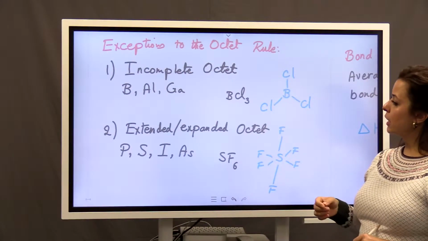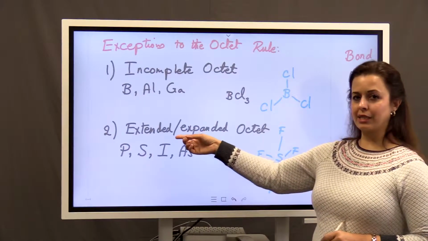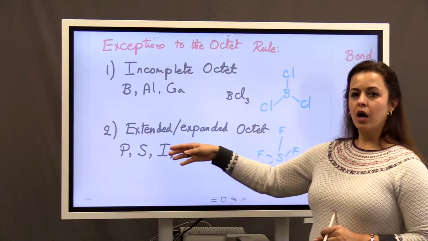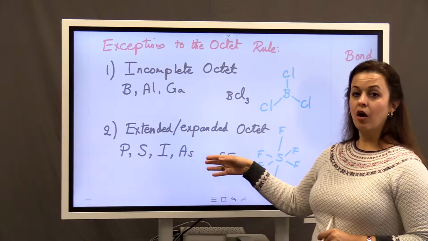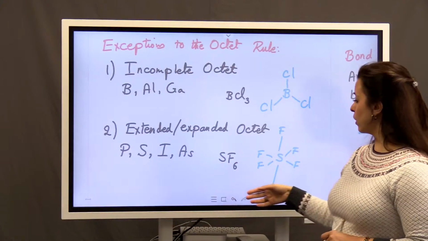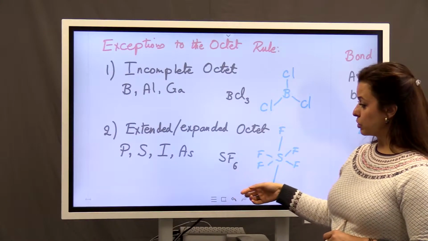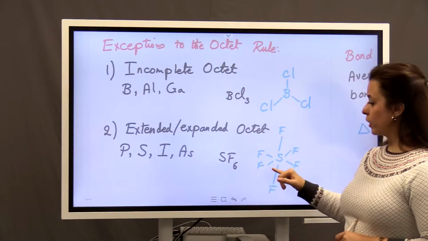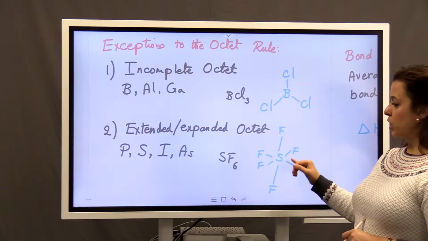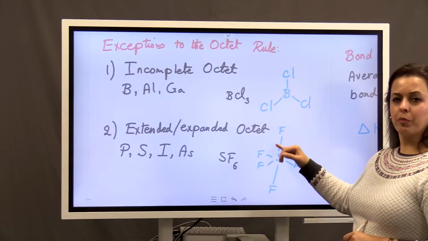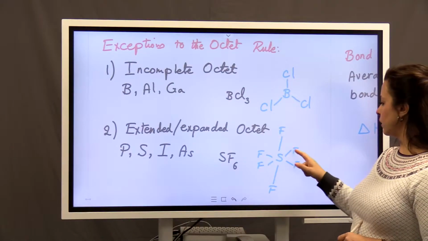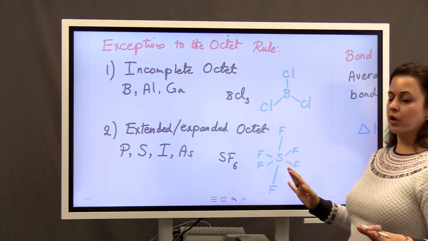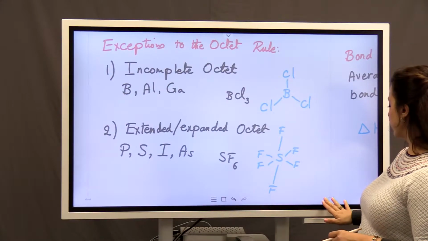Another type of exception to the octet, we call it extended or expanded. Atoms like phosphorus, sulfur, iodine, or arsenic are very famous for this type of exception, like SF6. Look at SF6. If you draw it, you will have 6 pairs of electrons or 12 electrons on sulfur, and this molecule is perfectly stable.